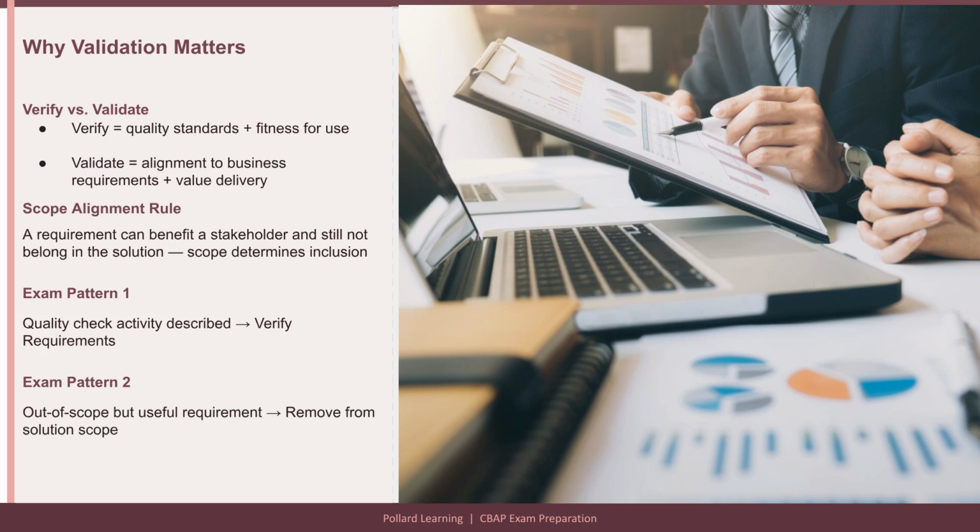The second pattern tests the scope alignment rule. The exam will describe a requirement that benefits a real stakeholder. The sponsor may even agree it is a good idea, but it sits outside the agreed solution scope. The question asks what the business analyst should do. The correct answer is to remove the requirement from the solution scope. Benefit to a stakeholder is not sufficient for inclusion. Alignment with the agreed solution scope is the determining factor.